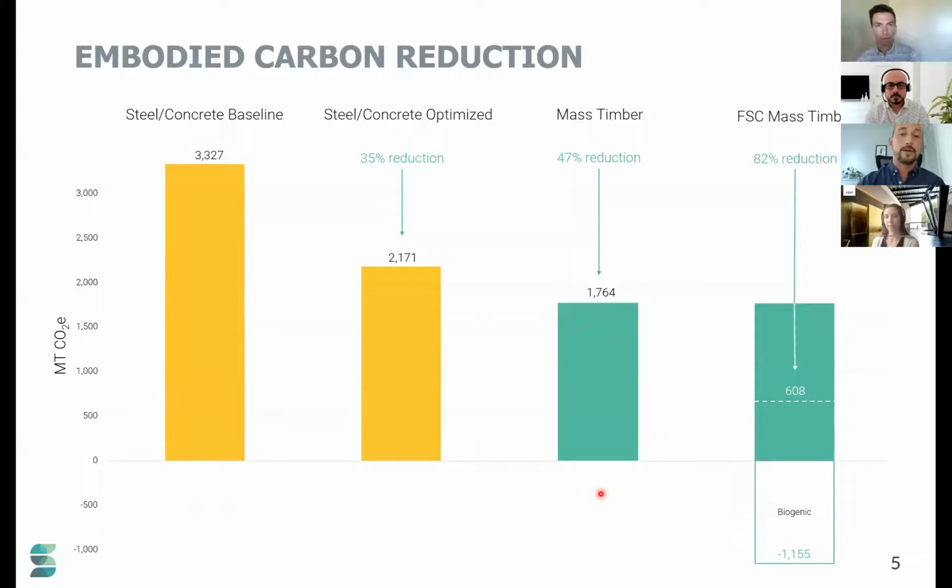This third column showed if you used mass timber instead of most of the concrete and steel, you would achieve a 47% reduction from that baseline. However, the big savings come when you're using a certified wood for a mass timber project here, because you're actually able to account for the biogenic carbon, so the carbon sequestered within the wood structure itself. You're able to account for that as a negative. And so that results in an 82% reduction from the baseline. So there's a huge amount of potential in terms of carbon reduction here.